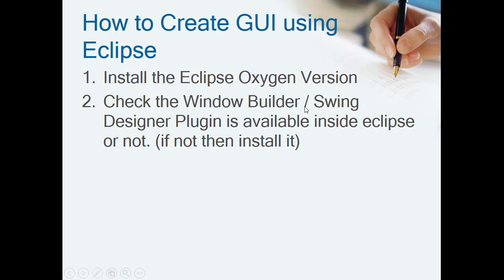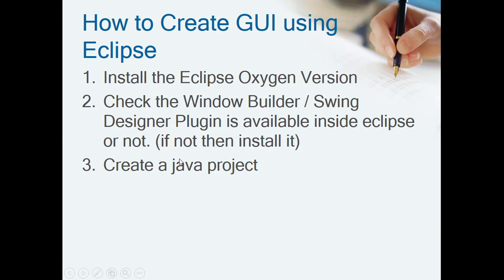Then check whether the Window Builder, that is the Swing Designer plugin, is available inside Eclipse or not. If it is not available, then we have to install it using the Eclipse install software option. For that we need a proper internet connection, and using that we can check online whether the plugin is available for the respective version of Eclipse or not. If the Window Builder plugin is available for the respective Eclipse version, then we can install it. Okay, so for this Eclipse it is available already, so no need to install it explicitly.